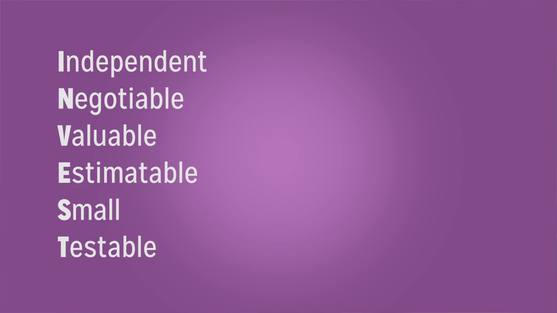I stands for independent. N stands for negotiable. V stands for valuable. E stands for estimatable. S stands for small. And T stands for testable. High-quality user stories will help to keep development on track and avoid mistakes and confusion. For example, user stories should be defined in such a way that they are small and simple to understand, provide value, and can be clearly tested as being done.